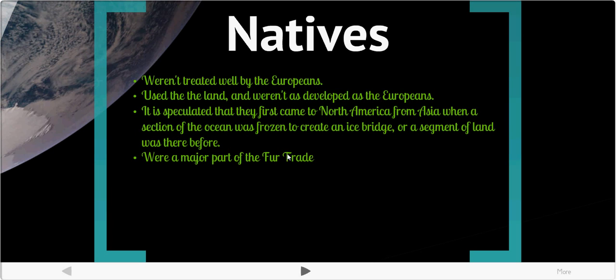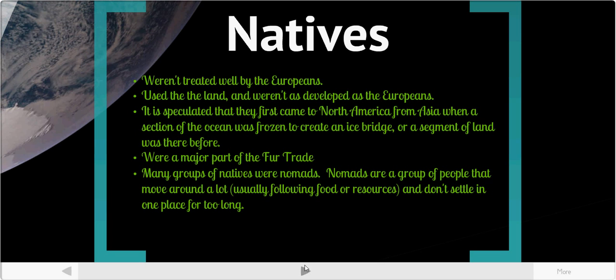They're also a major part of the fur trade because they hunted the furs and they knew how to, so they gave the Europeans the fur in exchange for tools and other techniques that Europeans might have. And most of the groups of natives were nomads, so they traveled with food, and they didn't really settle in one place. That's why natives use teepees, because they're very portable.